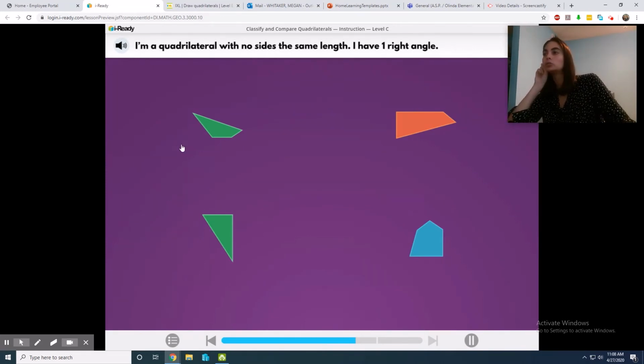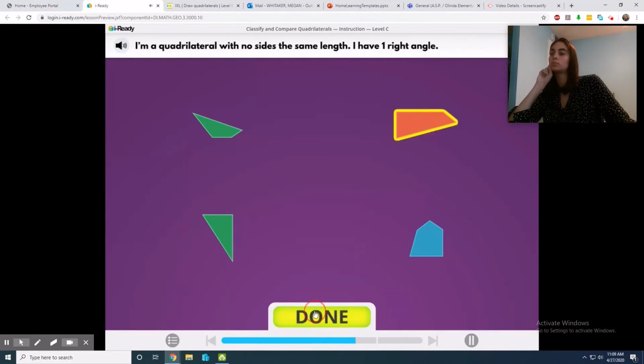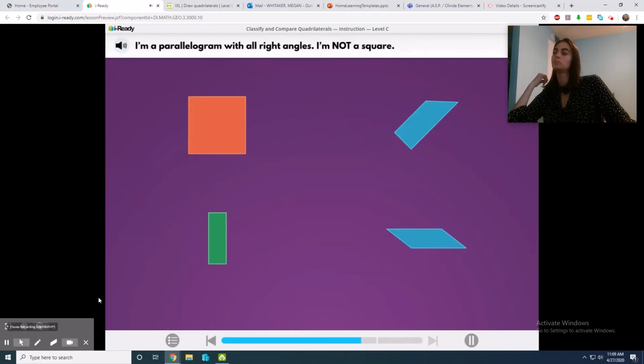Okay, so I only see this one that has 1 right angle. You see it? It's straight like a book. So let's pick this one. Yep, good job. Okay, so a parallelogram with all right angles, but it's not a square.